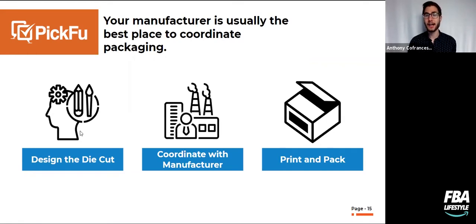Once you have the die cut actually made, you're going to send that to the manufacturer, usually not your product manufacturer. It's going to be the person who's actually making the packaging. And then there's going to be some arrangement where they're going to print the packaging and then most likely pack it. Typically, you're going to have your packaging manufacturer send your boxes to your product manufacturer. And for a small fee, they're usually going to pack everything together and then ship it to Amazon.